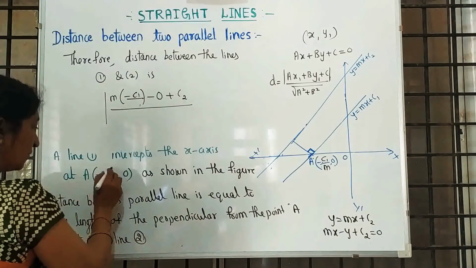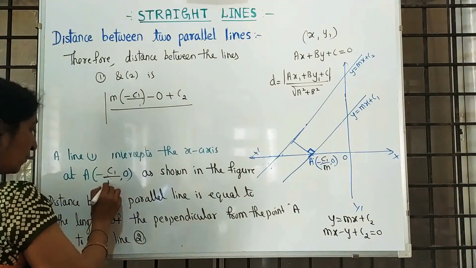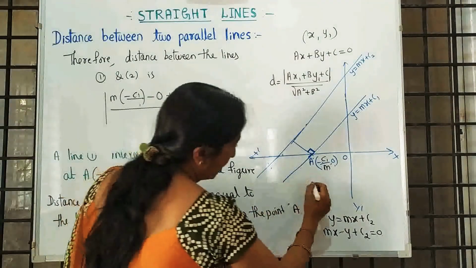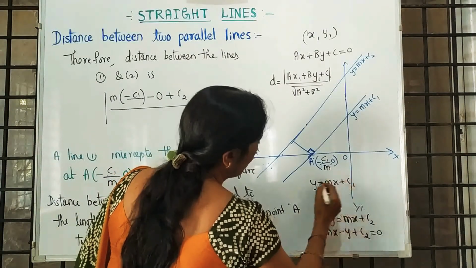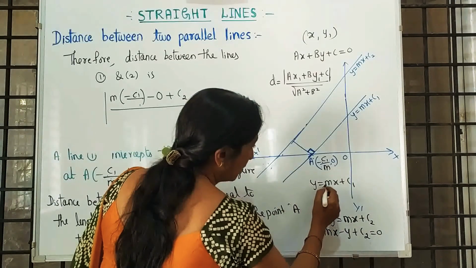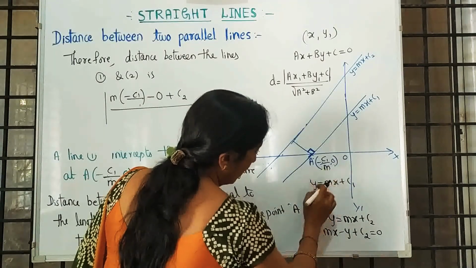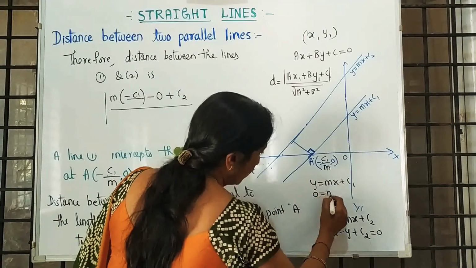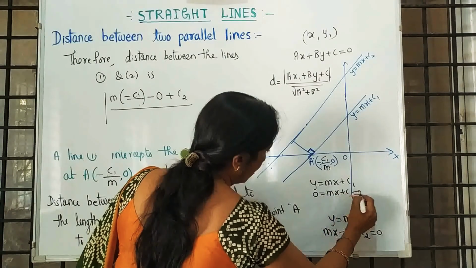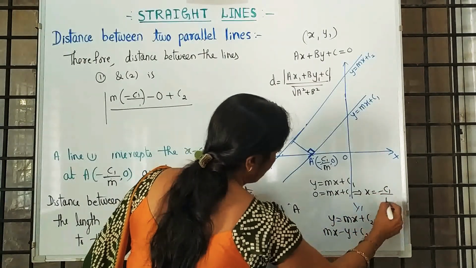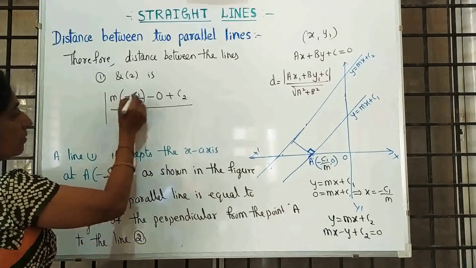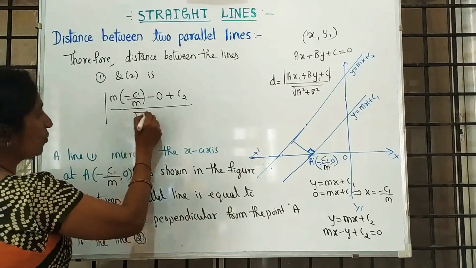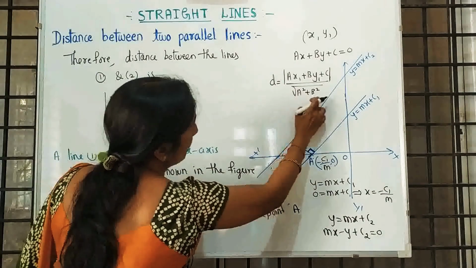C1 upon m, make the correction, it is C1 upon m. I made a mistake here. Y is equal to mx plus C1, so we are writing y as 0 is equal to mx plus C1, which implies x is equal to minus C1 by m. I did the correction, please make the correction of that. It is minus C1 upon m, over root of a square plus b square.